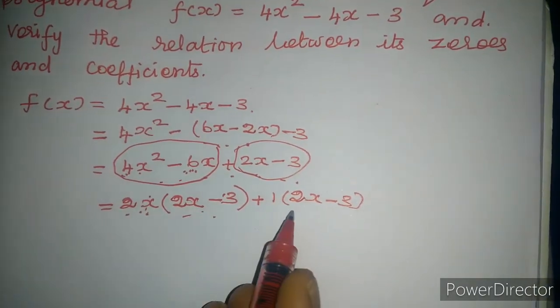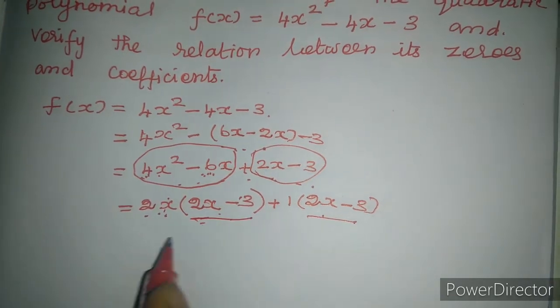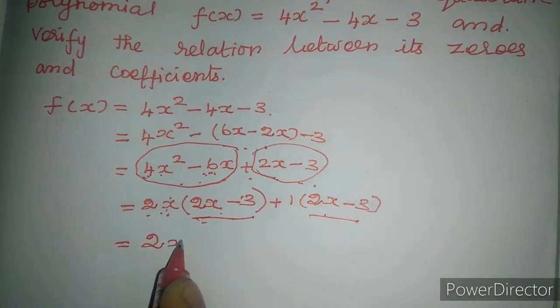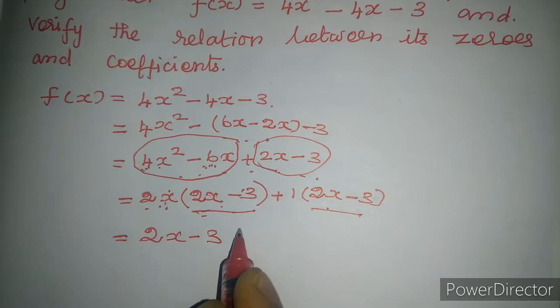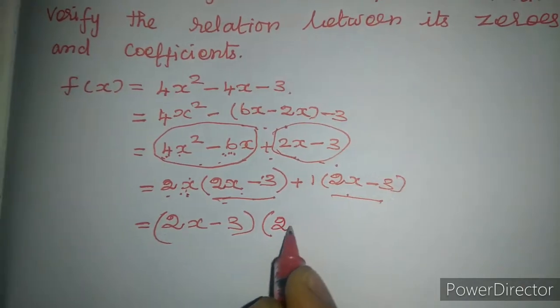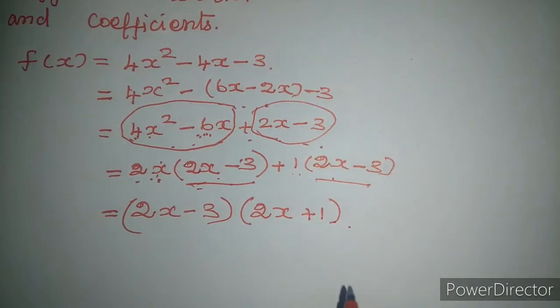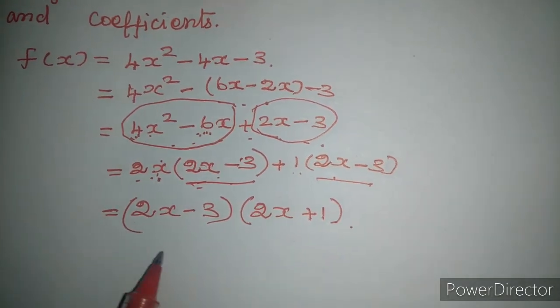So now 2x minus 3 is common. Therefore I take 2x minus 3 outside. So 2x minus 3. Then here 2x, so 2x. Here 1. Therefore 2x plus 1. So now I found the factors.